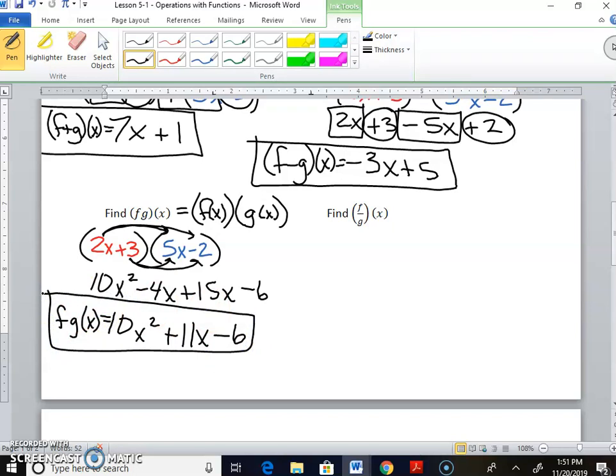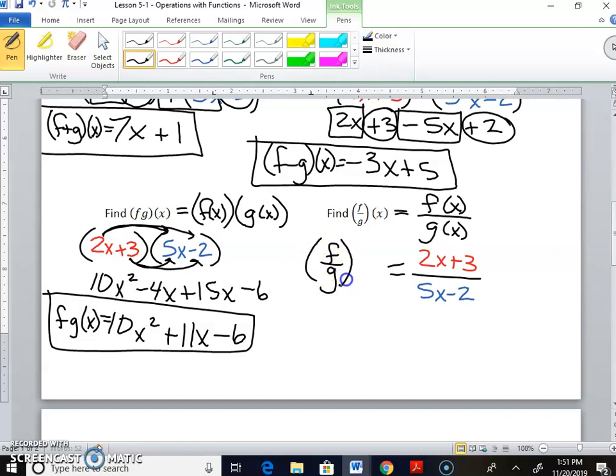Okay, and then finally I've got f divided by g of x. Okay, f divided by g of x, that just means f of x divided by g of x. This one might end up being your favorite because I think it's the easiest to do. You're going to put your f of x, which would be 2x plus 3, divided by your g of x, which is 5x minus 2. And very, very rarely are you guys going to be able to simplify these. So when I do f divided by g of x, that's my answer. I don't have to simplify anything. Okay? So that's the first part of your homework there.